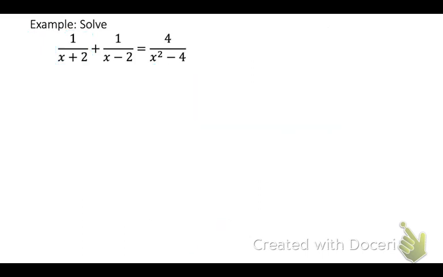Okay. So 1 over x plus 2 plus 1 over x minus 2 equals 4 over x squared minus 4. Oh, well, this one's easy.